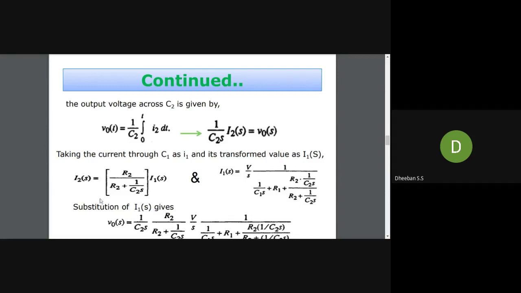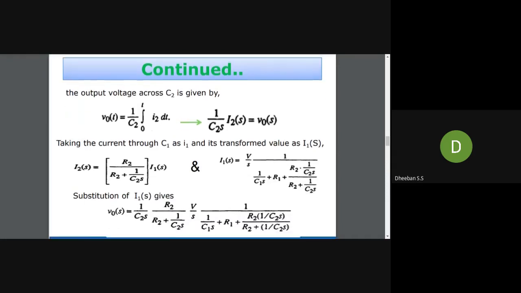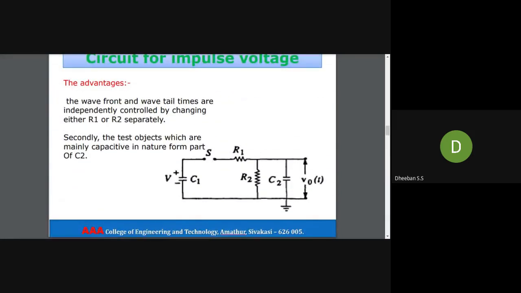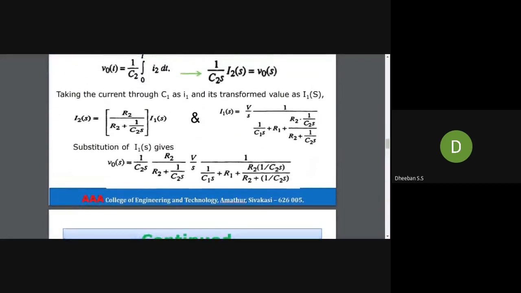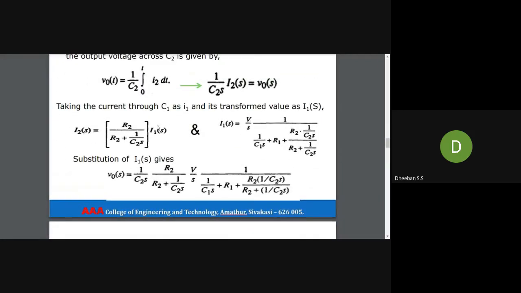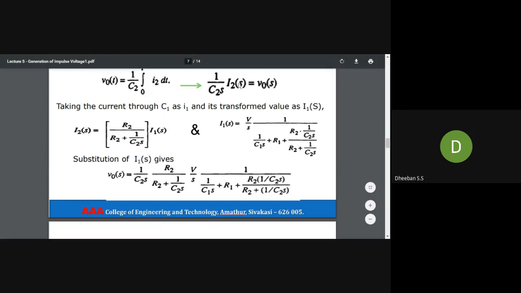Okay. You are applying the current division rule over here, and then you will get an equation like this, and you will again apply the Laplace transform for this. After this, from here you will find I1 of S. I2 of S we have already got, so this I2 of S will be substituted over here, and then I1 of S alone will be kept on one side.